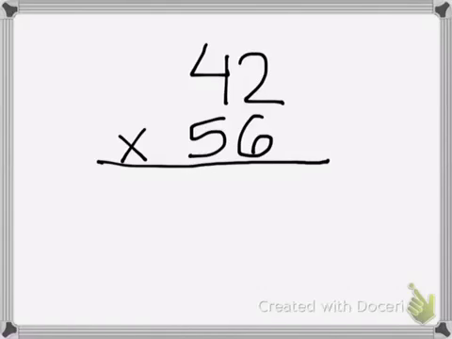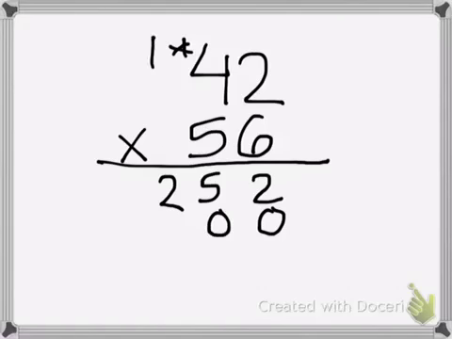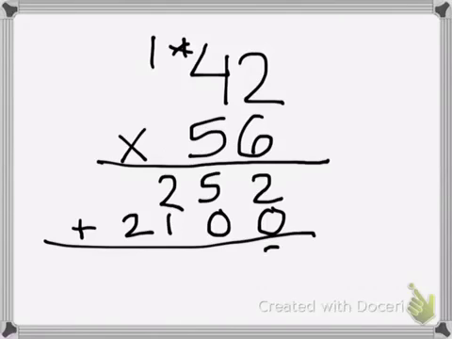6 times 2 is 12. 6 times 4 is 24, and one more is 25. Put my 0 and get rid of what I carried. 5 times 2 is 10. 5 times 4 is 20, plus one more is 21. I'm going to add these together. 2, 5, 3, and 2.